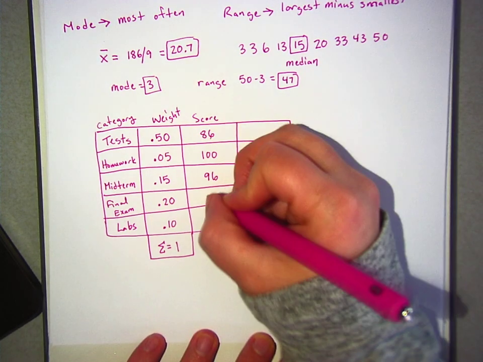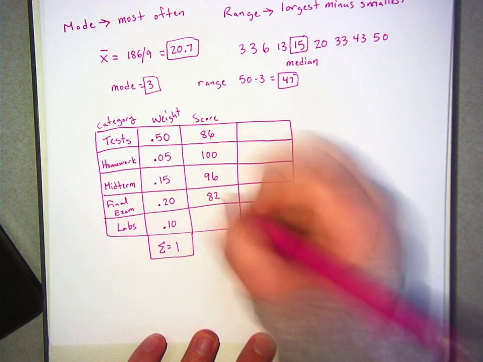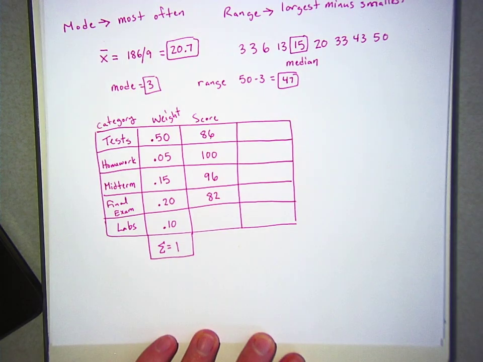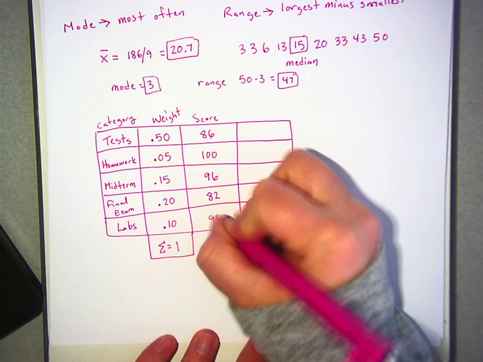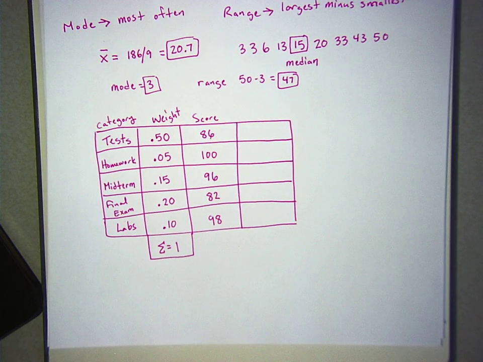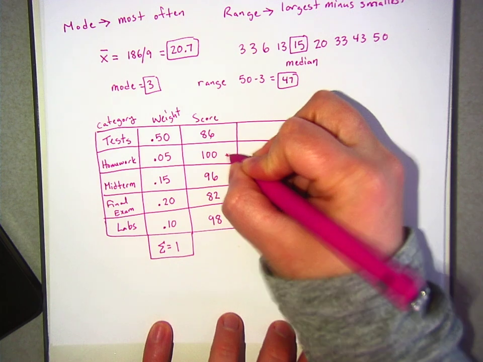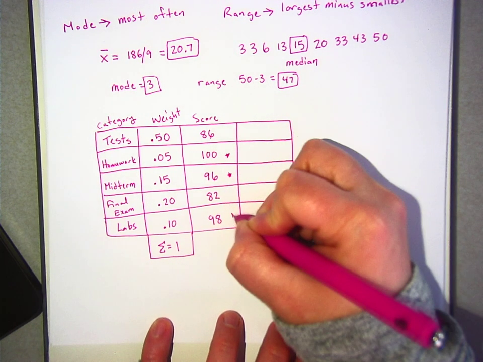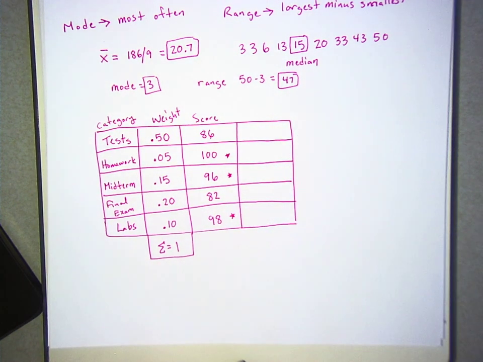Had a little bit more trouble with your final exam. Not too much trouble though, 82%. And your labs, 98. All right, now looking at this, notice that 3 of these grades right here are above 95%. Does that mean that this person's going to get an A? Probably not.